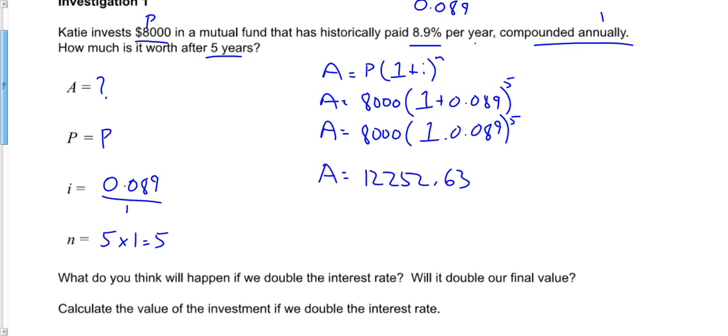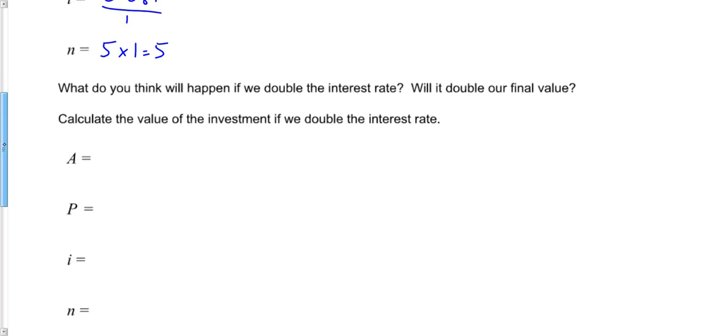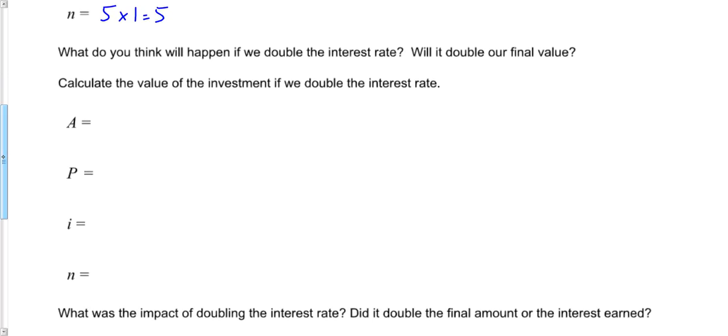Now, what happens if we change this around? If we double the interest rate, if we increase the interest rate, what's going to happen to our final value? Is it going to go up or is it going to go down? So let's figure out, all other conditions being the same, but this time we're going to double the interest rate. We still don't know how much we're going to get. We know the starting amount is $8,000.